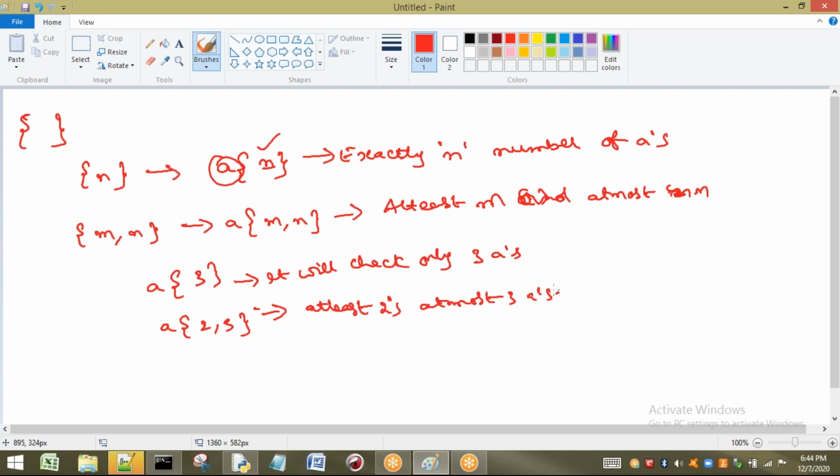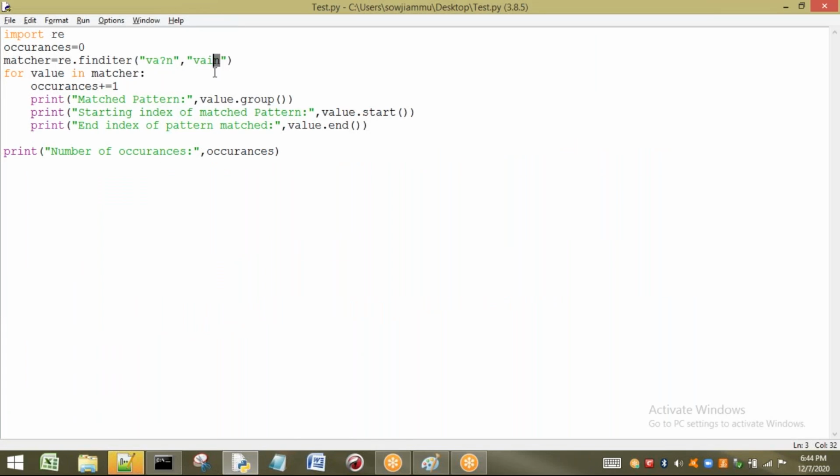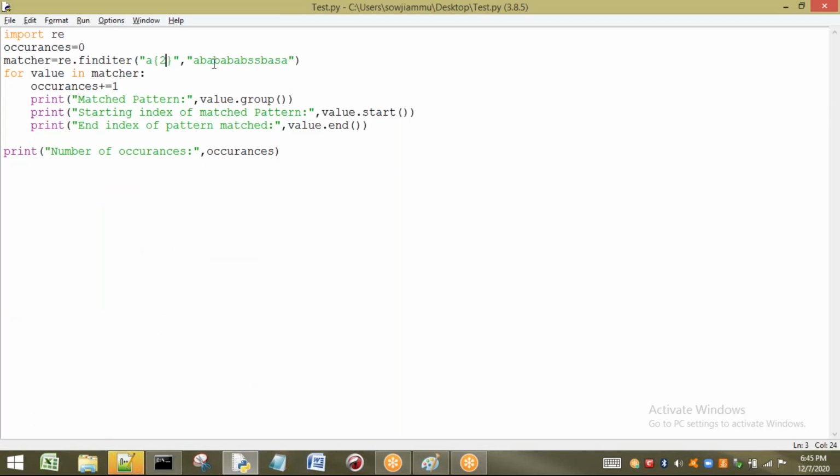Okay, I will take one small example so that you will get a small idea on these braces. First I will take a single value inside the braces. I am going to take some A's here. I want to search for, observe carefully, inside the braces A of 3, otherwise I will take 2, A of 2. Now observe the output. How many occurrences are there? 0 occurrences. The reason is, are there exactly 2 A's continuously? Not there. But 2 S's are there.